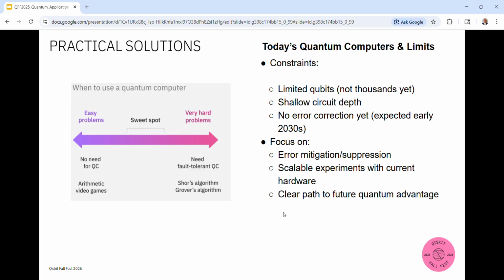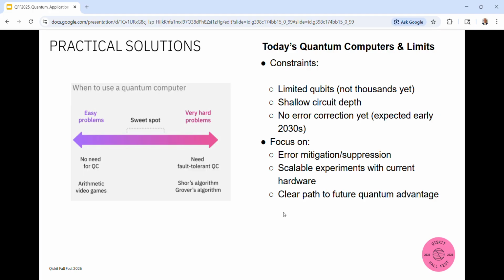So we're trying to target this sweet spot where classical computing is not enough, and we have the existing hardware today. So, we're limited on qubits. With IBM, I think the most qubits we have access to is 156. We're shallow on circuit depth because we have to apply that error mitigation. We don't have true error correction yet. People are projecting for the early 2030s.